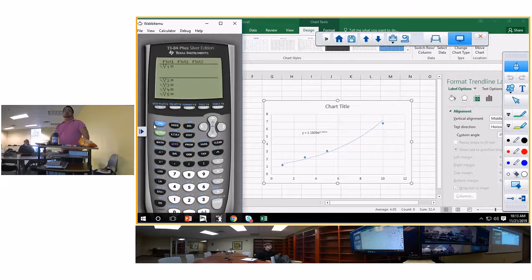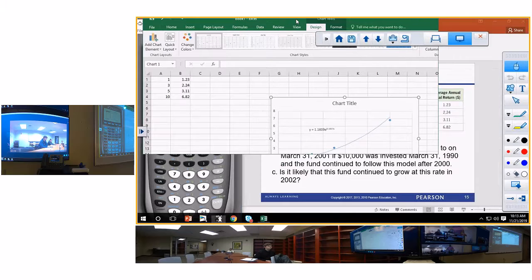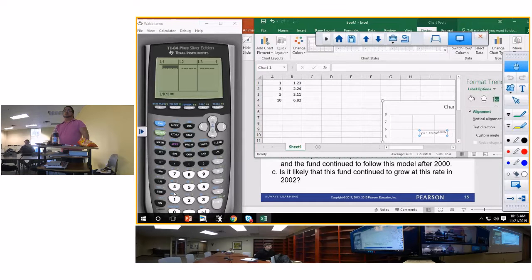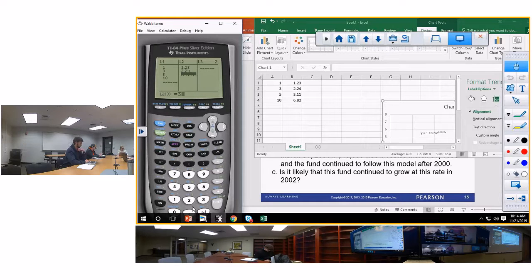All right, now I'm going to go to Stat, Edit, and it might give me the numbers. I don't have it written down. Okay, let me move this over. There we go. 1, 3, 5, and 10, and 1.23. I'm going to tell you, if you can use a calculator with a mouse, you're doing good. Well, 2.24, 3.11.